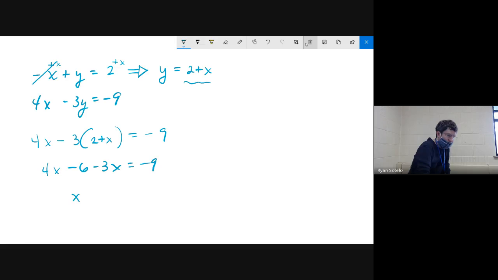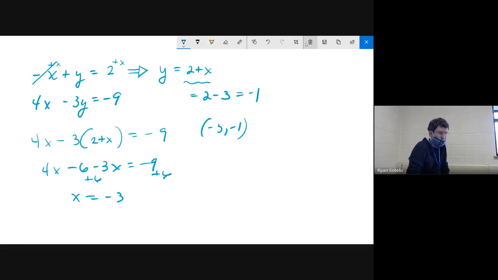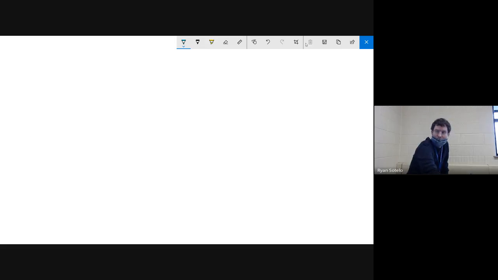Add 6 to both sides, and I get minus 3. So I get x is minus 3 again. I can plug that into here. I get minus 1 for y. So again, I get minus 3, minus 1. So that's the substitution method. Lastly, you have Cramer's rule. So you get the same answer.